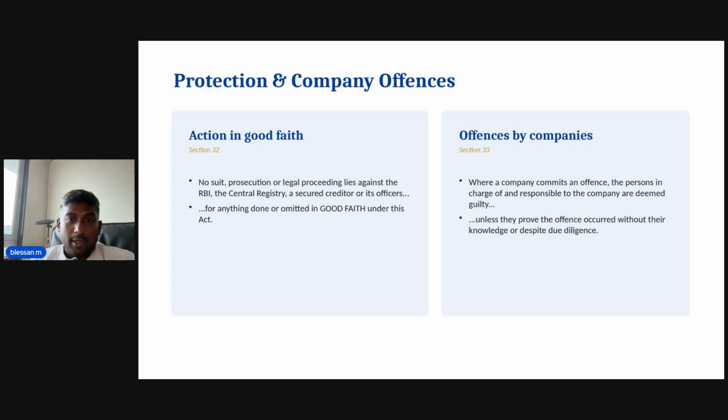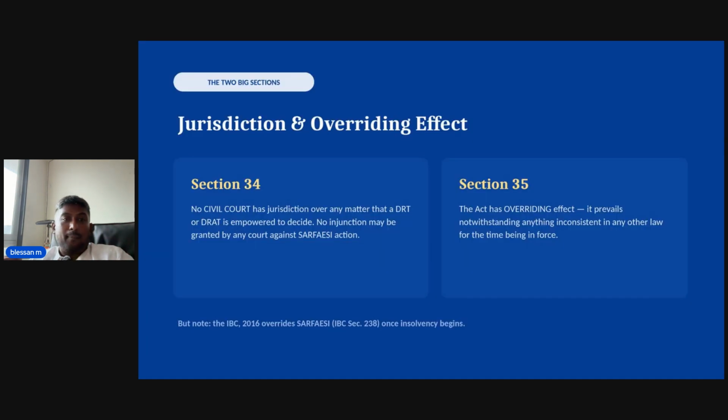This is very important. And of course, they have a rebuttable presumption. They can prove that the offense occurred without their knowledge. Say, for instance, if it is someone who is appointed as an independent director, if they could prove that the offenses happened without their knowledge, then they would be protected. Otherwise, if an offense is committed by the company, anybody who is in control of the affairs of the company will be deemed guilty.